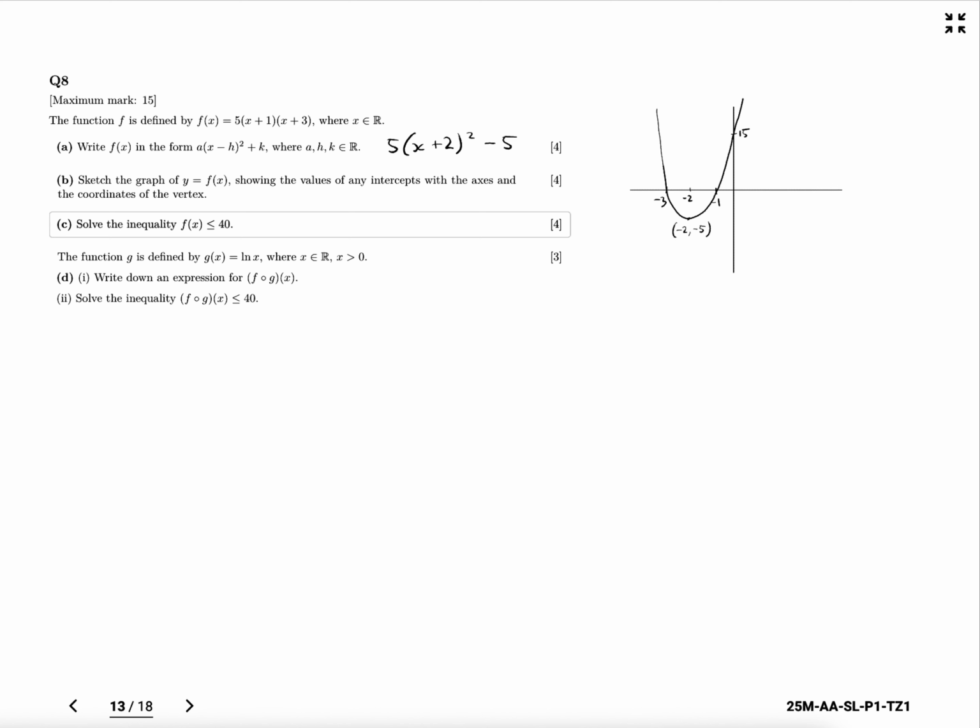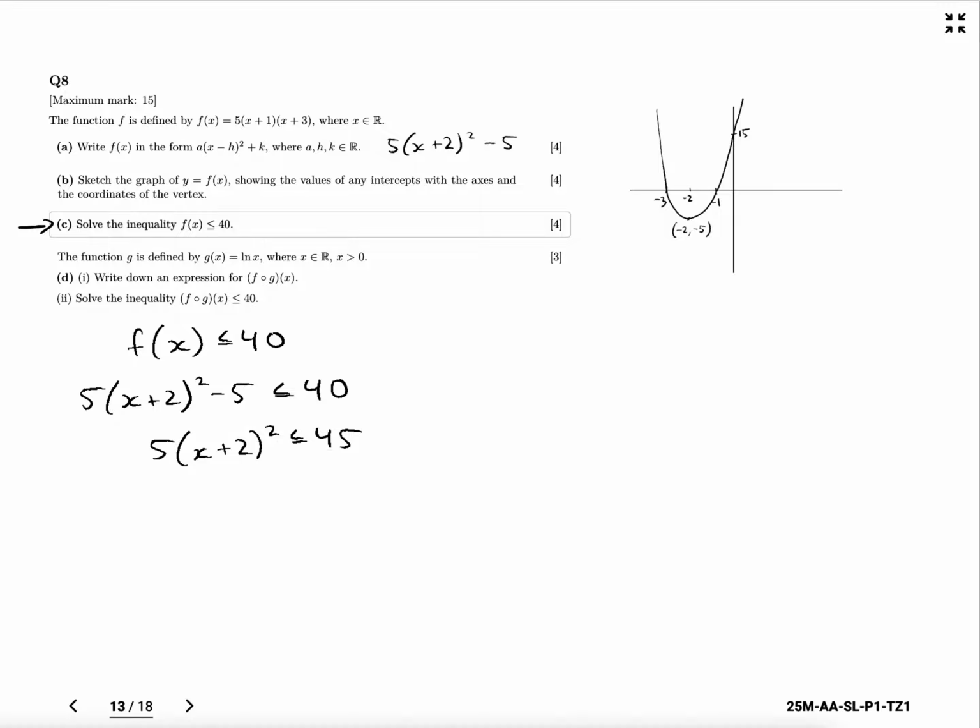Okay, so part C, solve the inequality f of x is less than or equal to 40. So I saved the other two answers that we had to A and B in case we need them. And now we need to solve this inequality. So the easiest is going to be if we use the form that we found in part A. So instead of f of x, we're going to write down this function. And now we can just unpack this. So we're going to add 5 to both sides. And then we can divide by 5 on both sides.